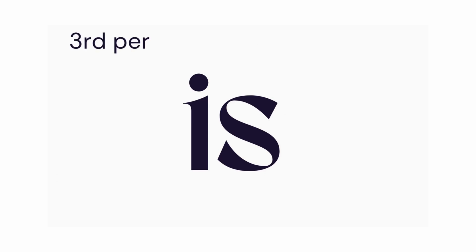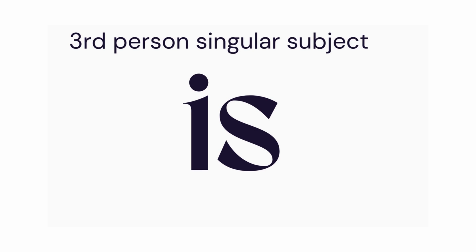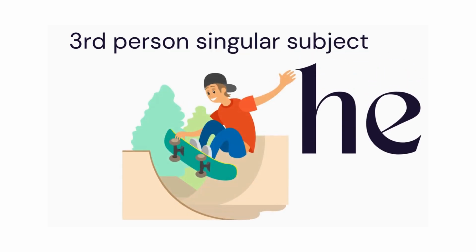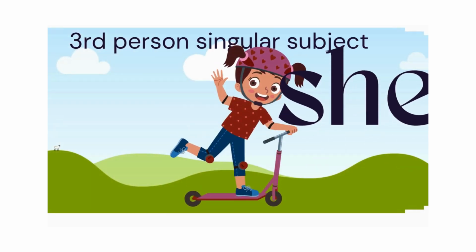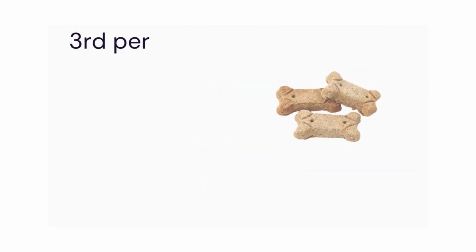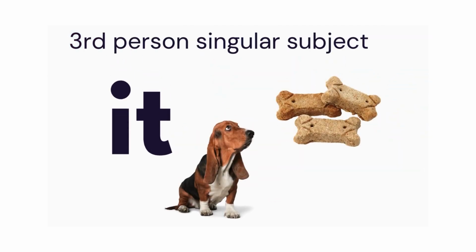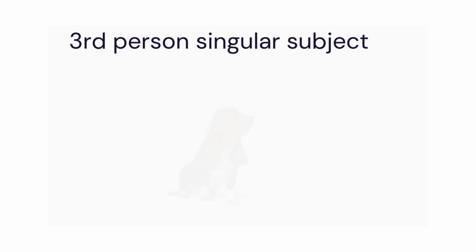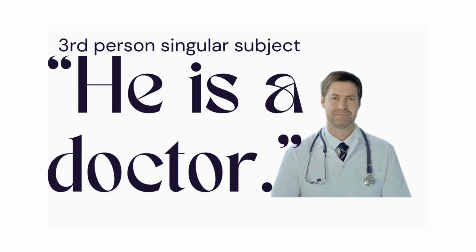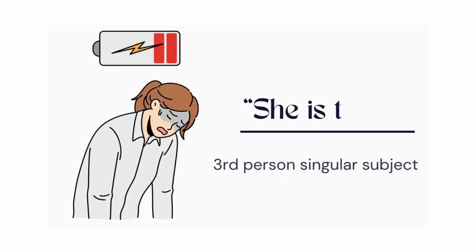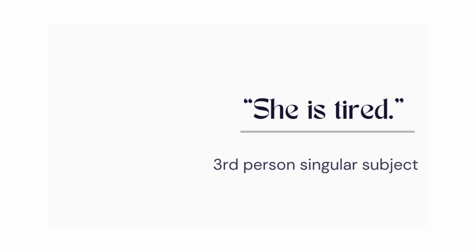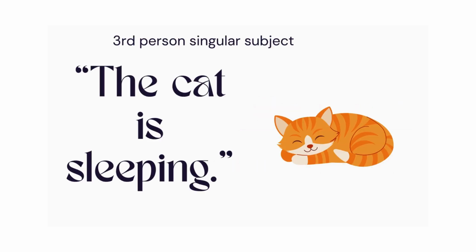Then is used with a third person singular subject: he, she, it, or a singular noun. For example, he is a doctor. She is tired. The cat is sleeping.